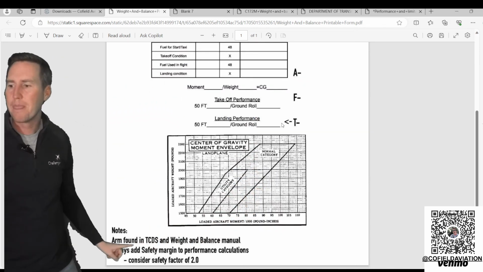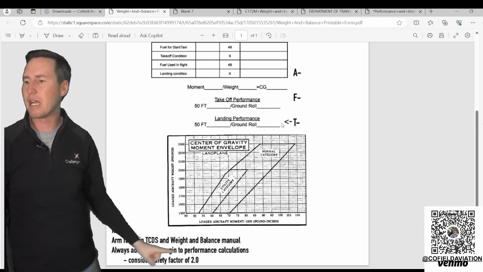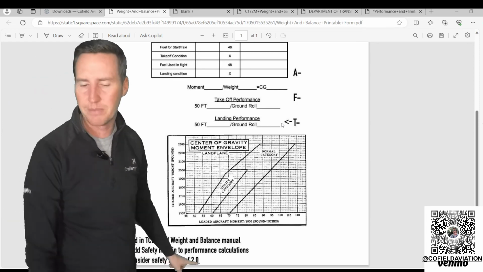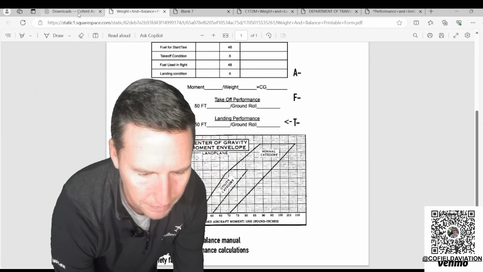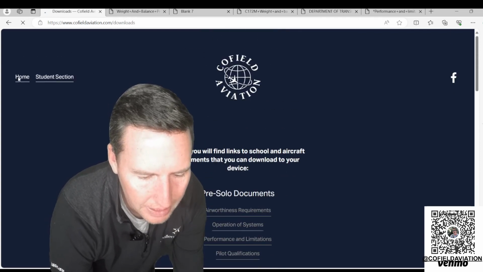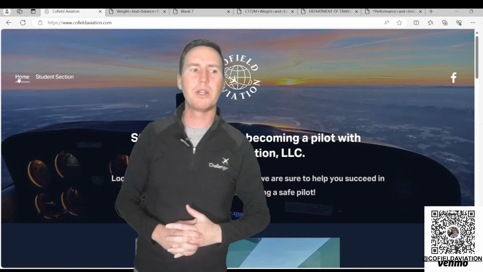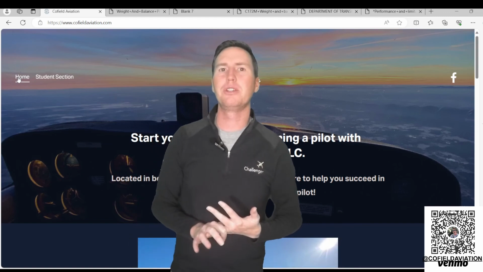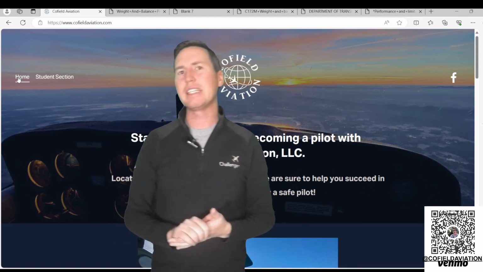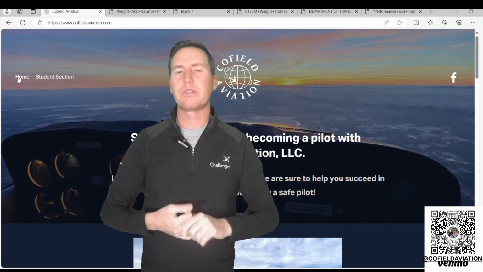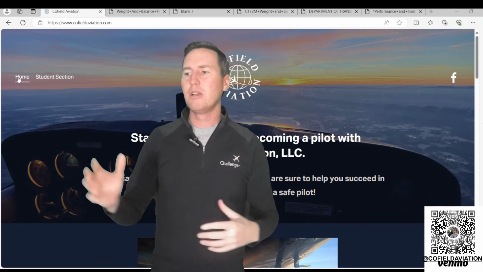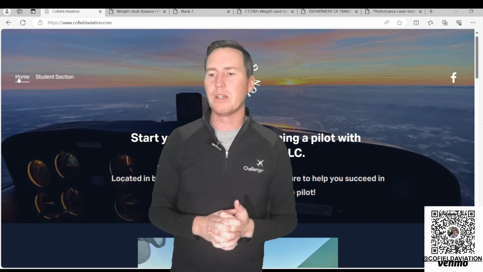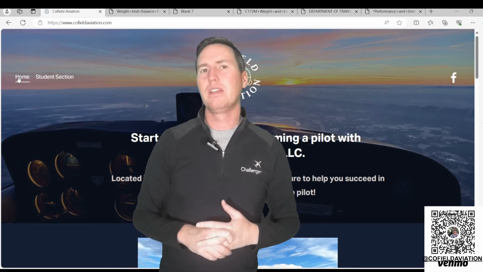I did add some notes down here. The arm was found in the type certificate data sheet and the weight and balance manual. I explained that. Always add a safety margin to those performance calculations. Consider a safety factor of 2.0 there. So, all right. I know that was a lot, okay, but I appreciate you hanging in there with me. That NWKRAFT you're going to do prior to every flight. That weight and balance you're going to do prior to every flight. The takeoff data and the landing data you're going to do prior to every single flight. So take the time, rewatch this video, pause it, print those forms out, and just work those problems over and over and over. Getting that takeoff data, that landing data, and so forth.